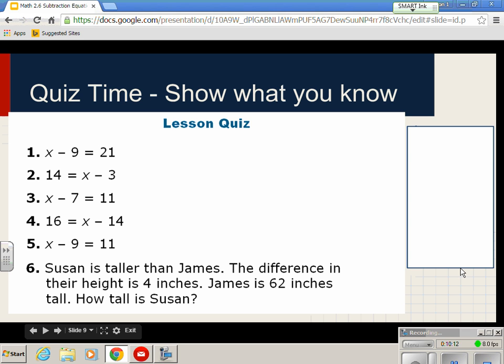All right, so here's your quiz. 6 problems today. So you're trying to solve for x for 1, 2, 3, 4, and 5 by using the inverse operation of subtraction, which by now you should know is addition. And number 6 says Susan is taller than James. The difference in their height is 4 inches. James is 62 inches, so how tall is Susan if she's taller than James? Tell me what her exact height is.